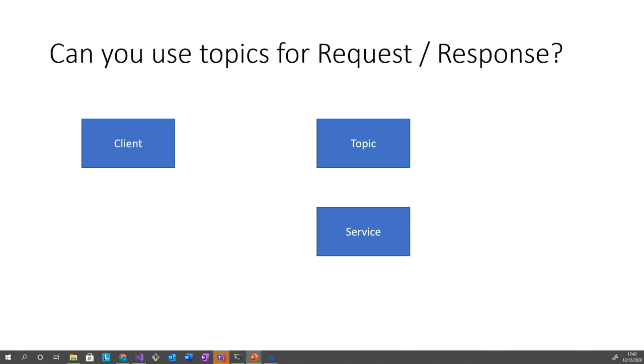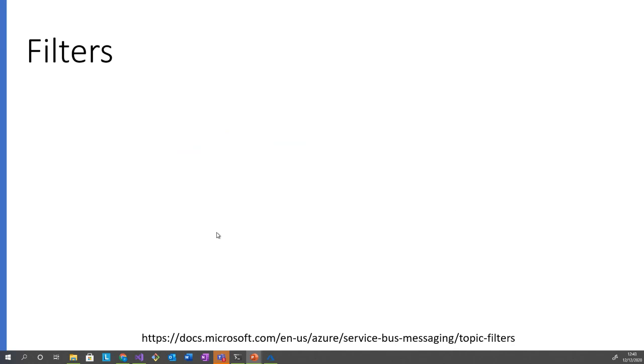But then there is a question as to whether that works with topics. So here I've got a simple example. I've got a client, a topic, and a service. The client is going to set up a subscription to the topic, and so is the service, in a similar way to what we did with the queue just now. The client has now sent a message to the topic. The problem is that they both subscribe to the topic, so the client will get its own message back as well as the service getting the message. And so this brings us on to the subject of filters.